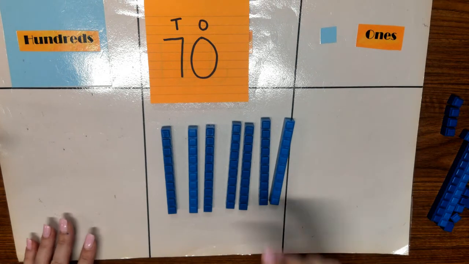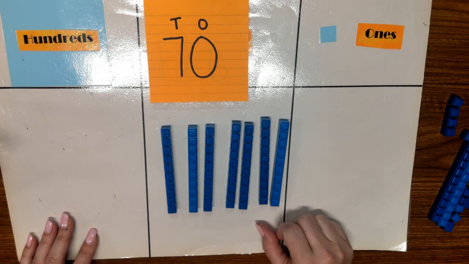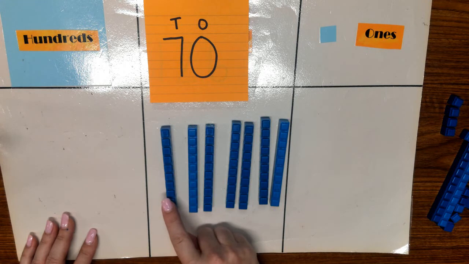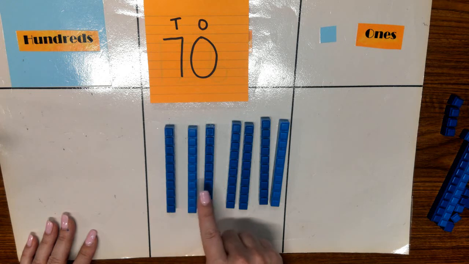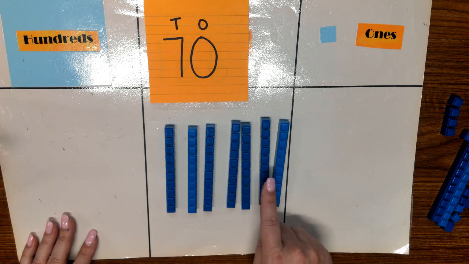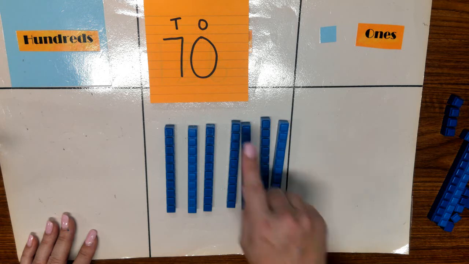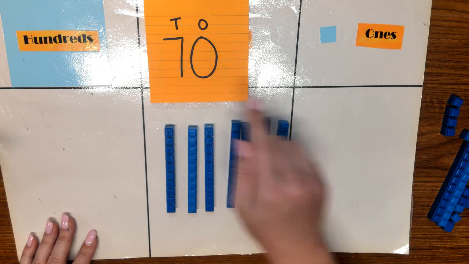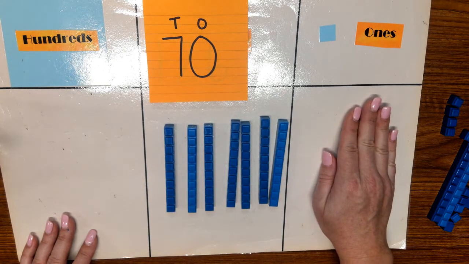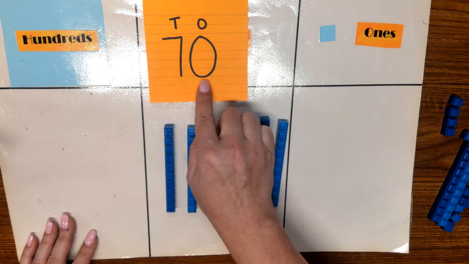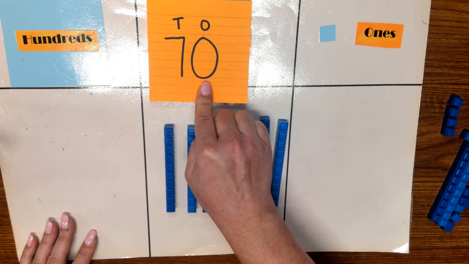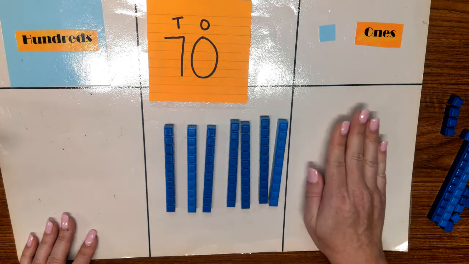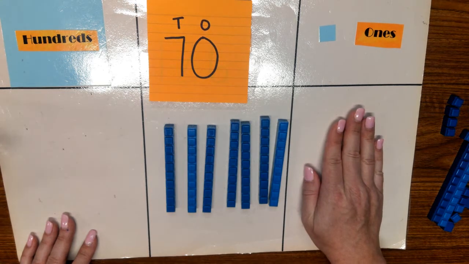I think I've built the number. Now I'm going to skip count to check. I know the value of these 10 rods is 10. So when I count, I'm going to say 10, 20, 30, 40, 50, 60, 70. I've built the value of 70. Notice nothing is in my ones place because I have a 0 in the ones place. It's holding the place. That's why we call it a placeholder. So I don't actually have to show anything on my mat.